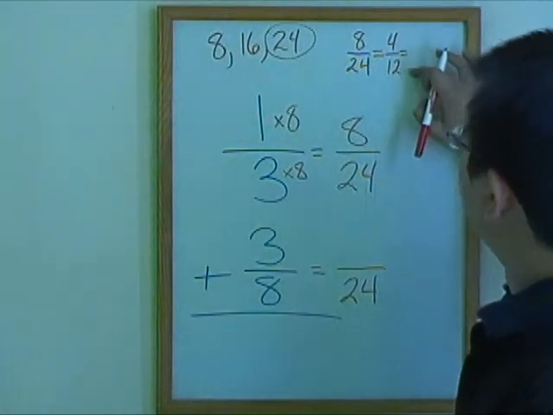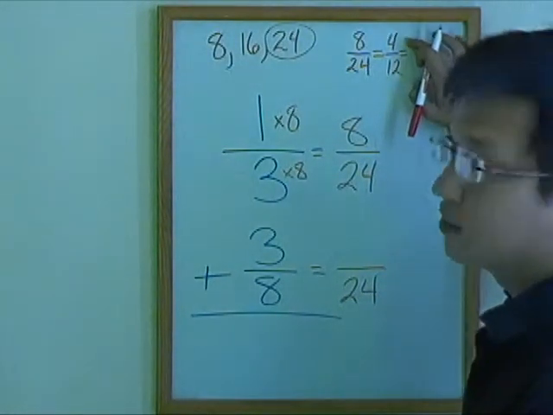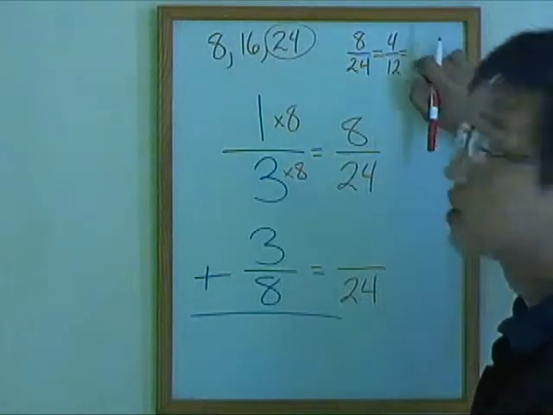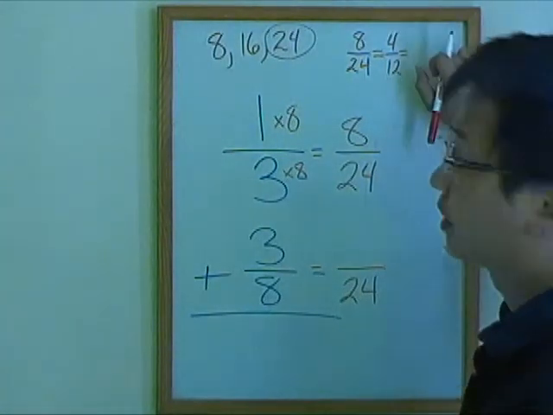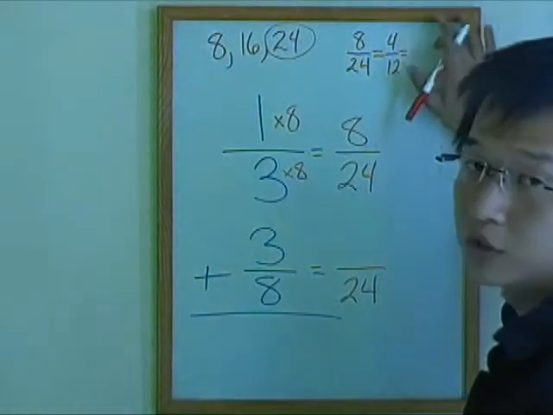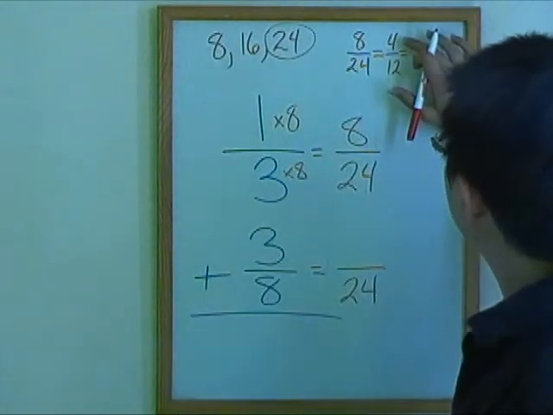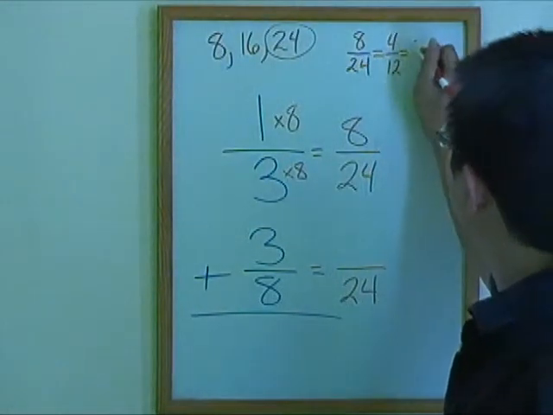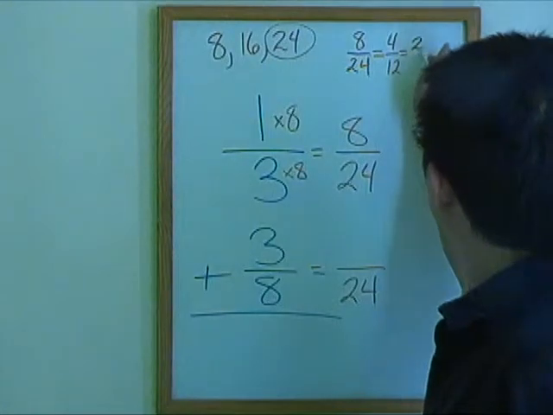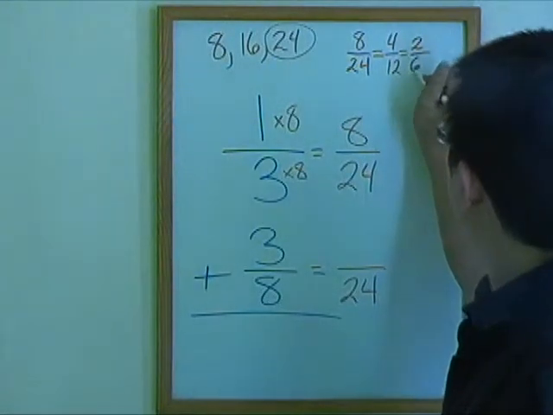So 4 over 12. We know that 4 is an even number and 12 is an even number again, right? So again, if we want, we can divide by 2. We can reduce by 2. So I'm going to reduce 4 over 12 by 2. So that would be 2 over 6.